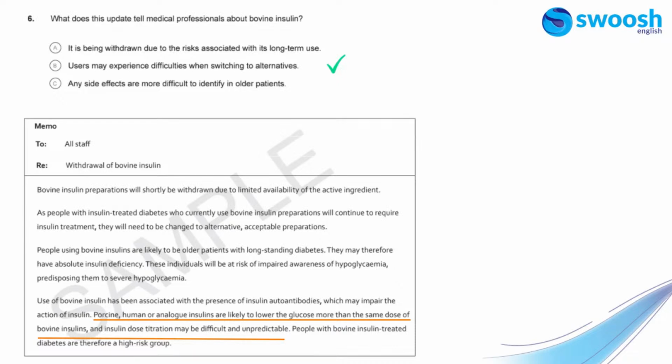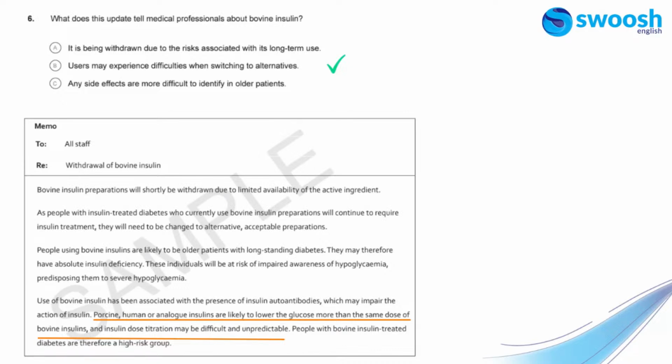Okay? So if we go before that, it says use of bovine insulin has been associated with the presence of insulin autoantibodies, which may impair the action of insulin. Okay, so other insulins have been presented here as alternatives, and porcine, being the alternative here, is likely to lower the glucose more than the same dose of bovine insulin and may be difficult and unpredictable. So the word difficult has been used here. We also have unpredictable used here as well. So the update in the memo has said here that there may be a difference when switching to alternatives. And that is why that is the correct answer.